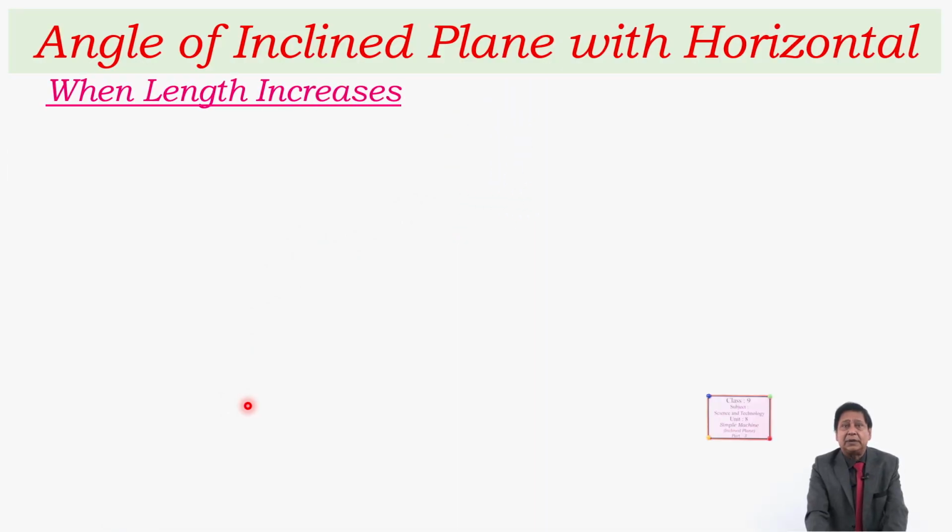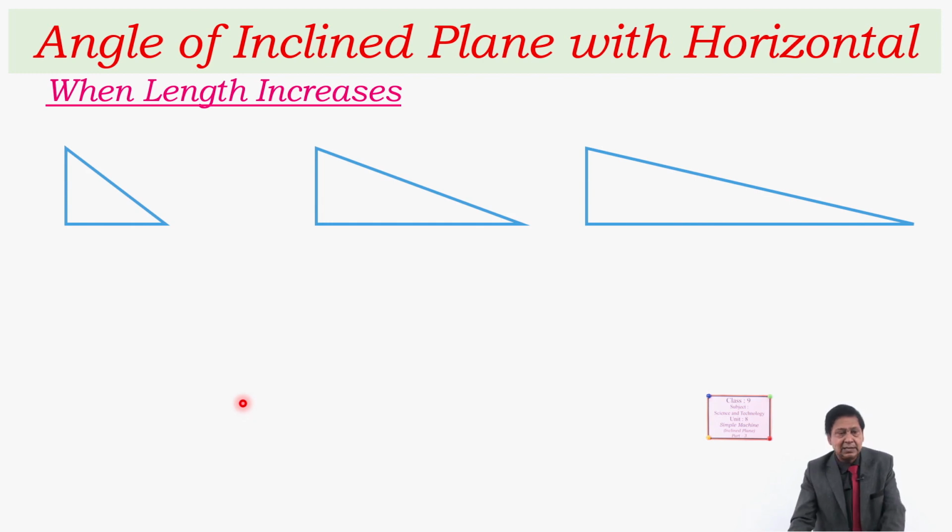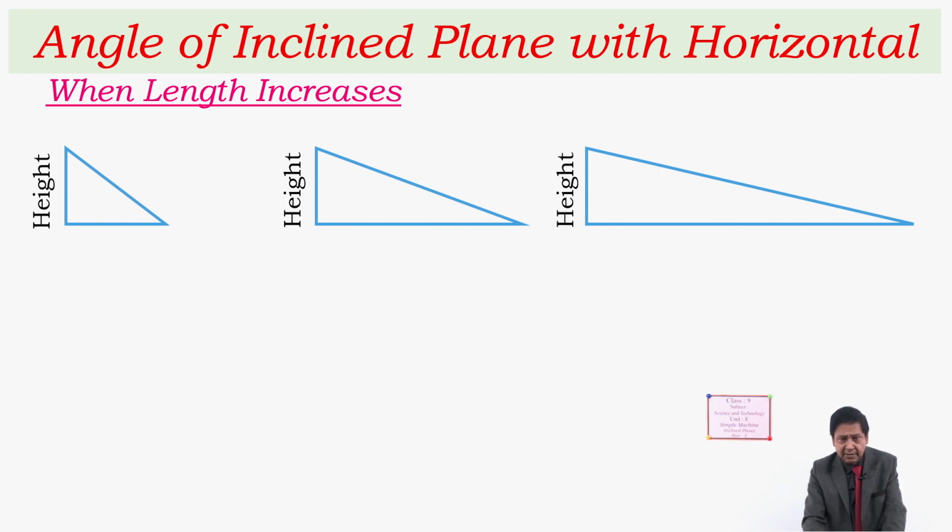When the length of the inclined plane, that is effort distance, increases like this, in the first case it is less, in the second case it is a little more, in the third case it is more than the second case. In each case, the length of the inclined plane, that is effort distance, is increasing, and height is the same. Taking height constant, we are increasing effort distance. Length here is less, it is more here, and here it is the maximum among these three.